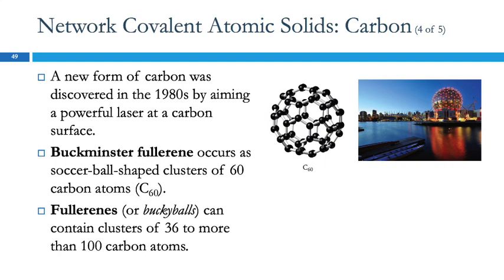Other forms of carbon. Back in the 1980s, they discovered something called Buckminsterfullerene. And this is shaped like a soccer ball. And so we've got these clusters of atoms forming these little balls, and then those are held together. So Buckminsterfullerene has 60 atoms. There are other ones, they're also called buckyballs. They can be anywhere from 36 to over 100 carbon atoms in a cluster.